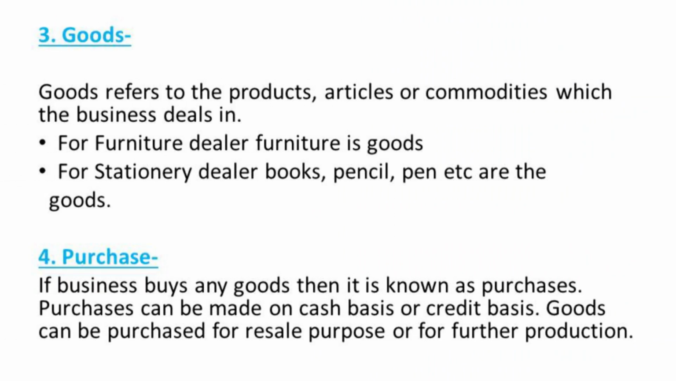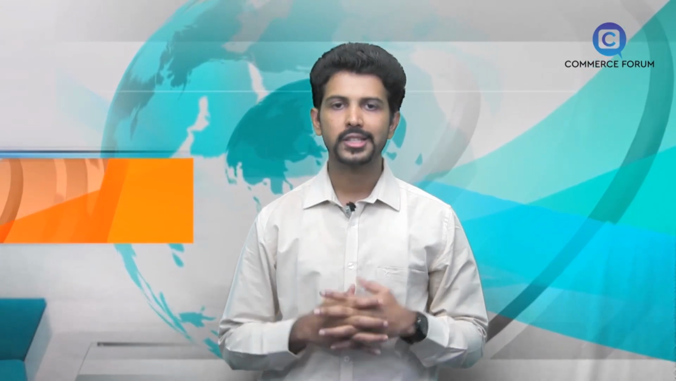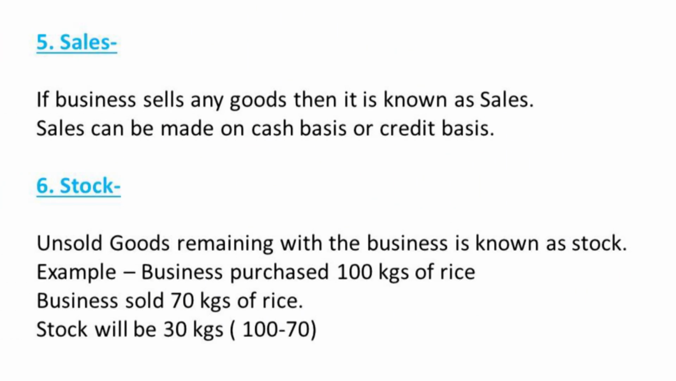Next terminology is purchases. Purchases means the goods bought by the business. Now purchases can be made on a cash basis or on a credit basis. The goods could be purchased for the purpose of sale or for the purpose of further production. Next component is sales. Sales means the goods sold by the business to another person. Now similar to purchase, sales also can be made on a cash basis or on a credit basis.